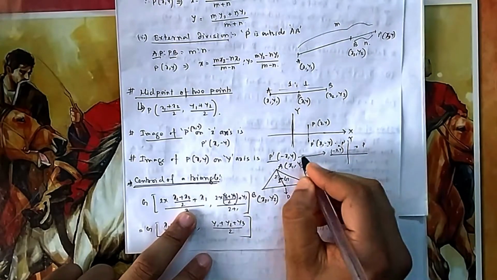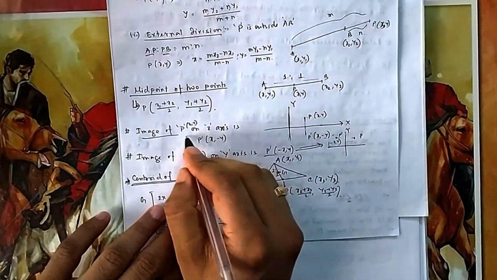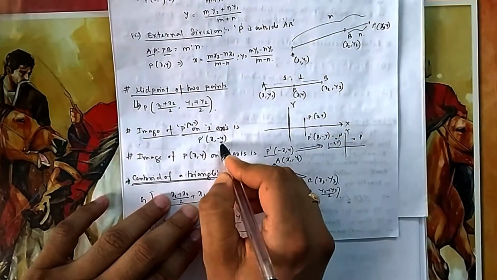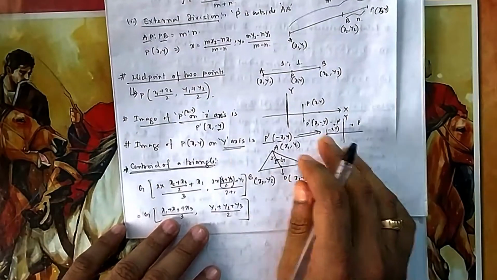This one. If you take the image on the y-axis, now you will see coordinate is a funny thing. If you do anything on the x-axis, the y is changing. So you are taking the image on the x-axis, y is changing to minus y. You are taking the image on the y-axis, the x is changing here. So it is vice versa.